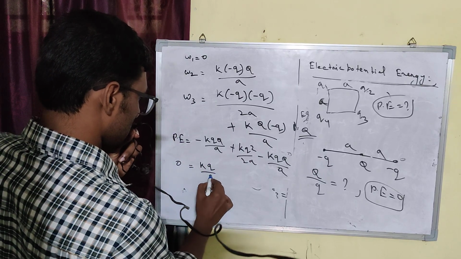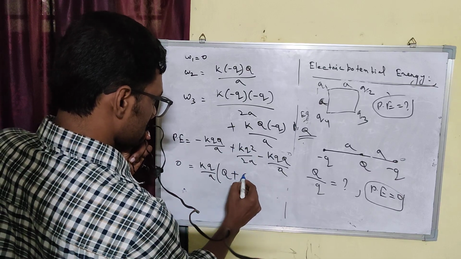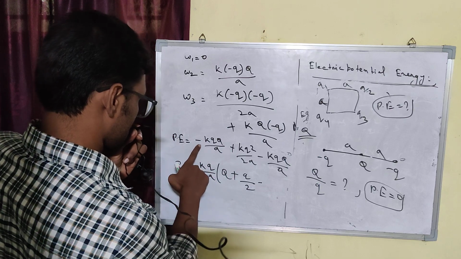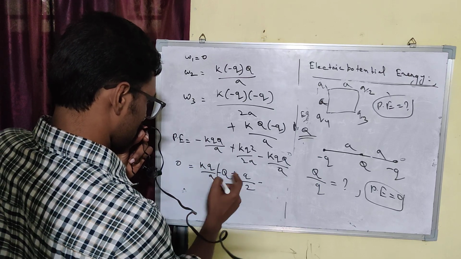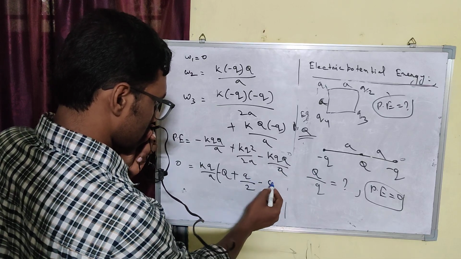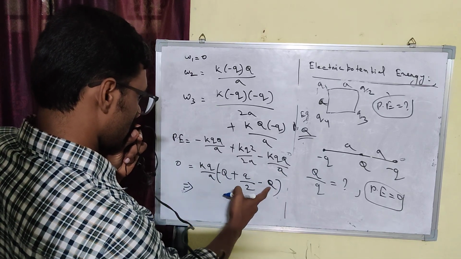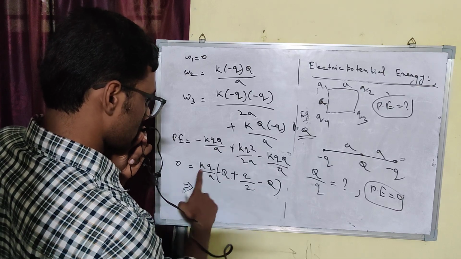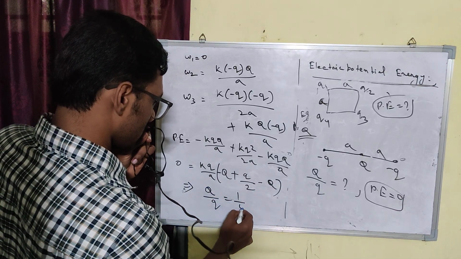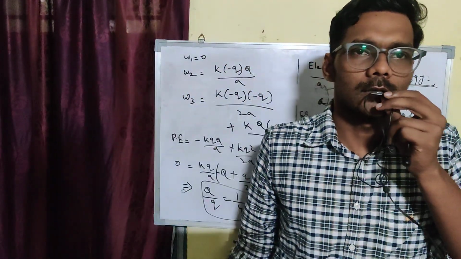So what do we got? K Q by A, Q plus Q by 2 minus, okay, and K Q by A to minus Q, so 0, minus 2Q plus 4, so Q by Q equal to 1 by 4. Likewise you can solve other questions.